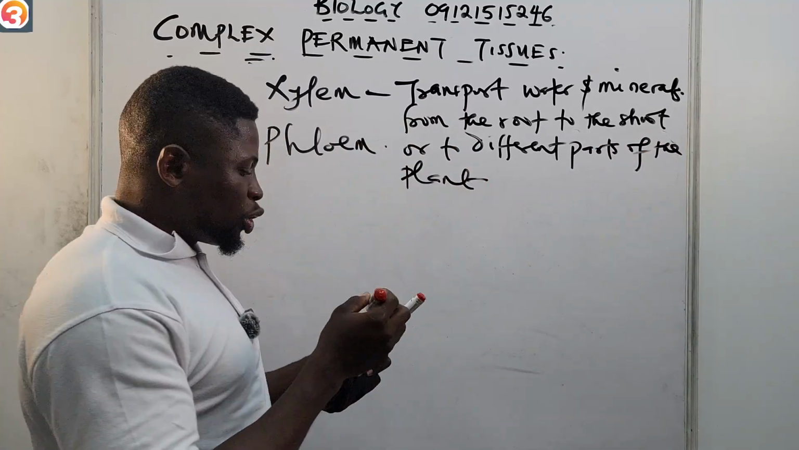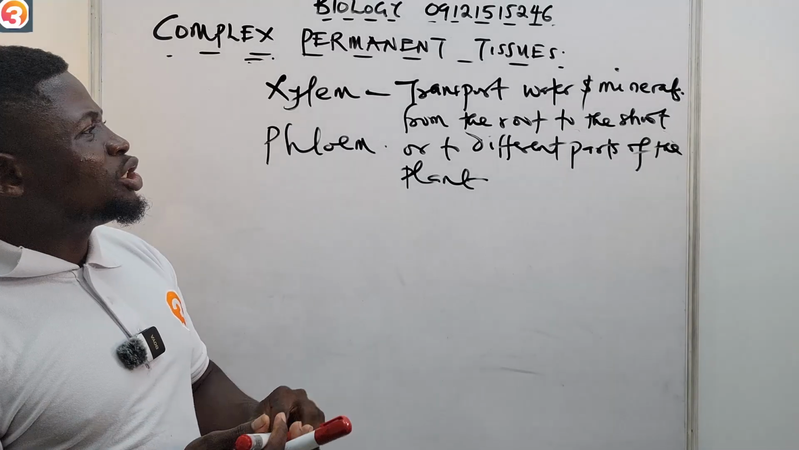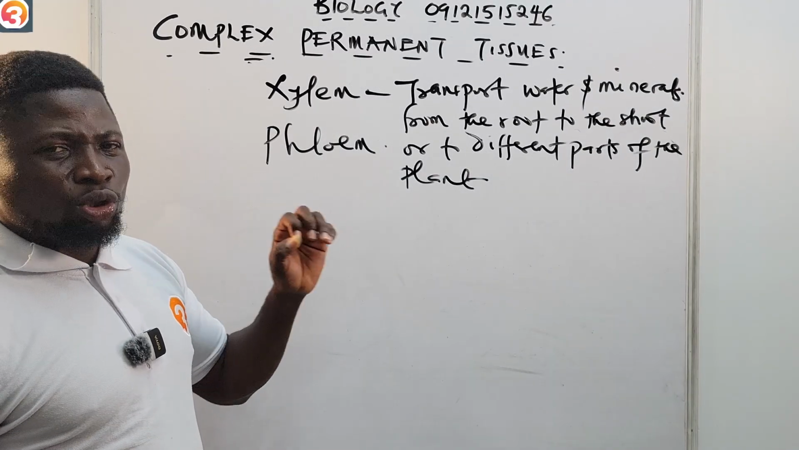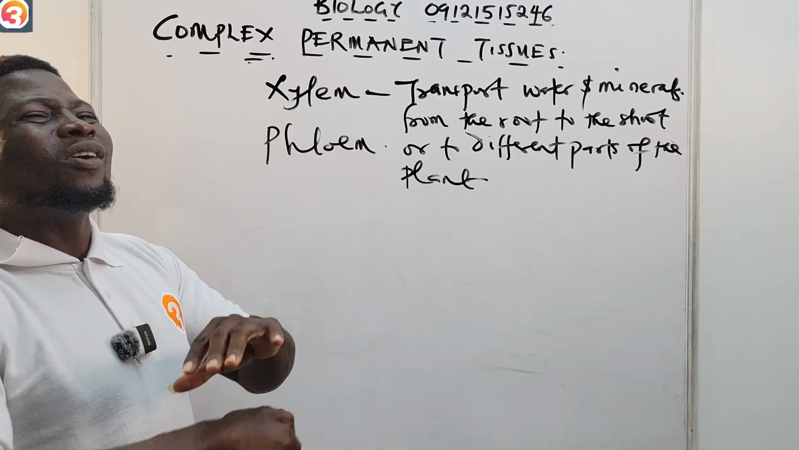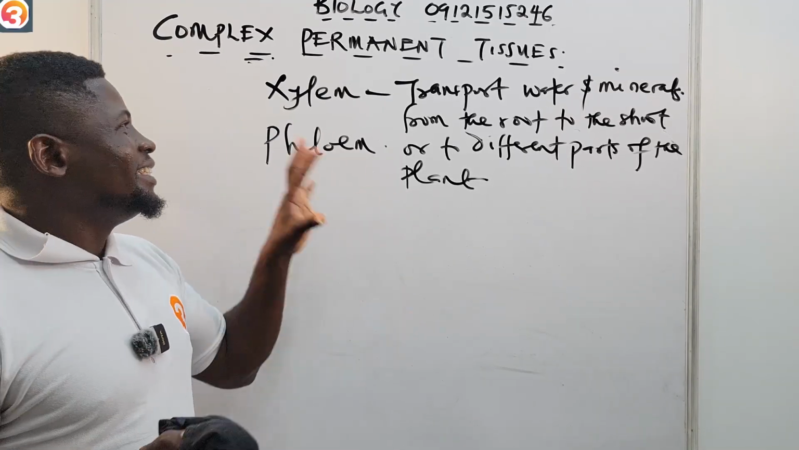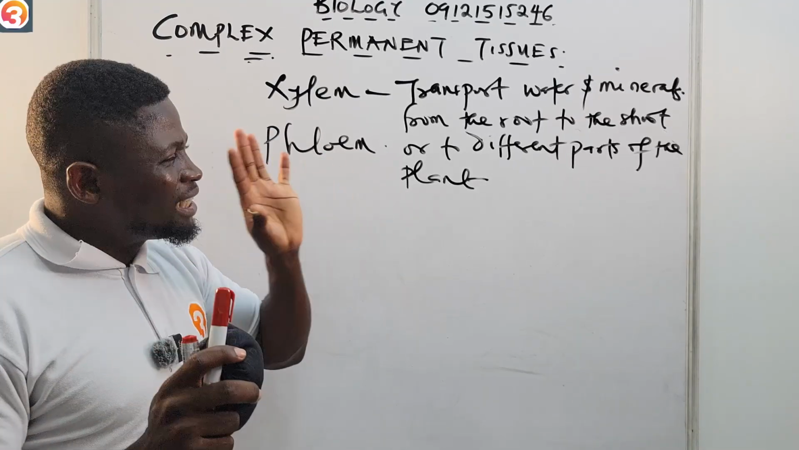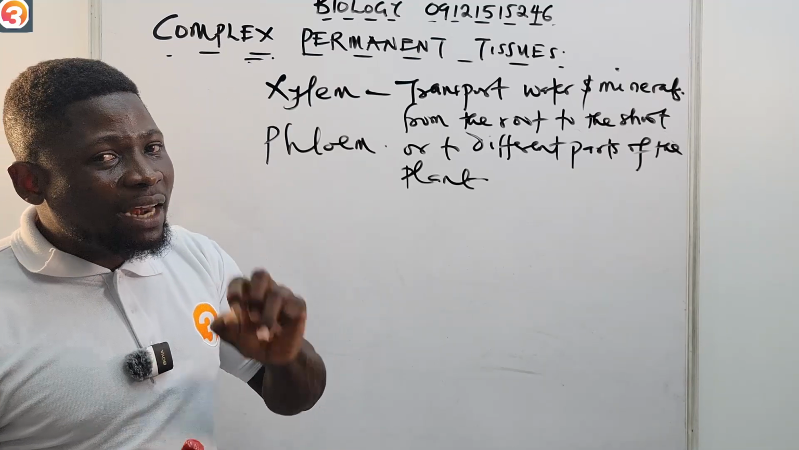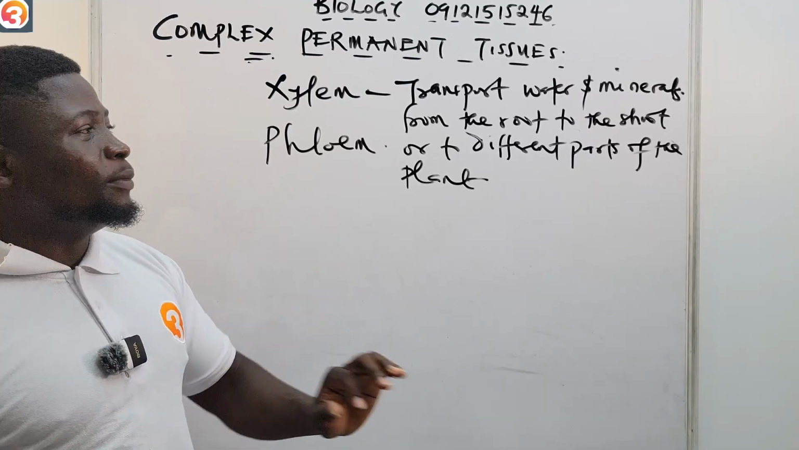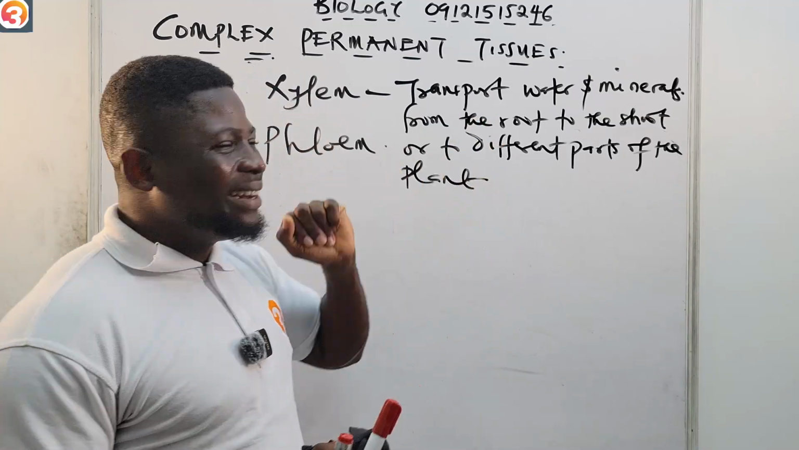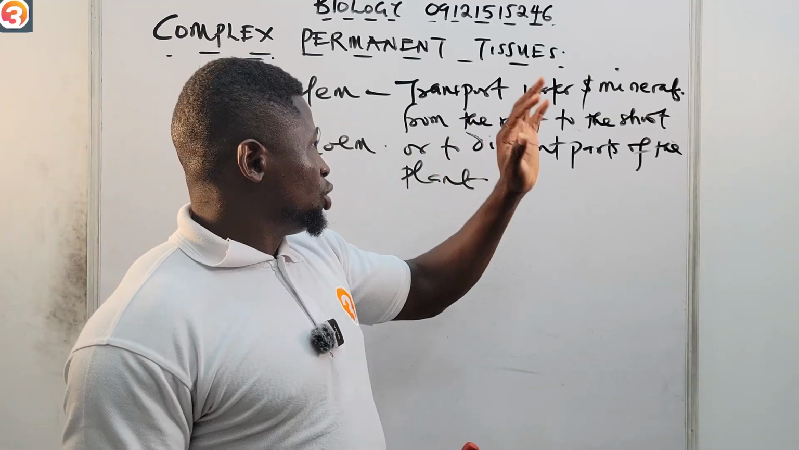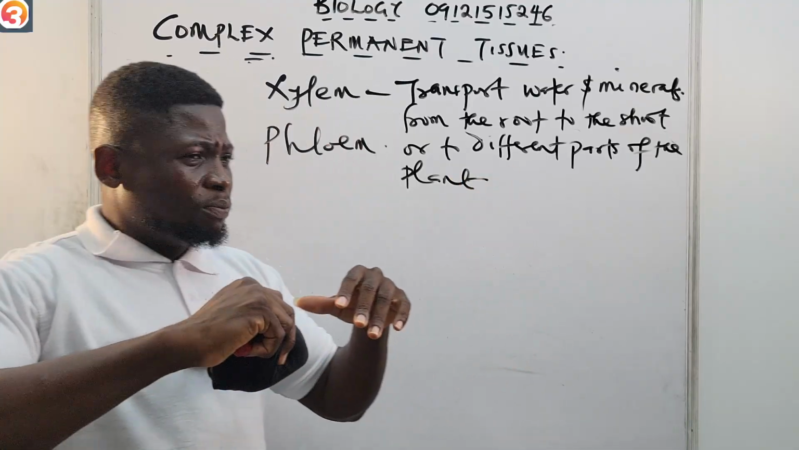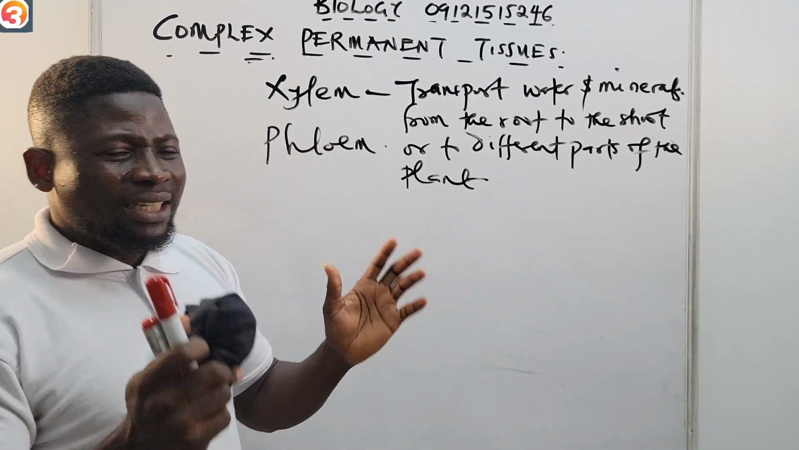Okay, so this is the function of the xylem. The function of the xylem is to transport water and minerals from the root to the shoot, or from the root to other parts of the plant. You must take note of that. It's a typical exam question, as we will see very soon. The function of the xylem is to transport water and minerals from the root to the shoot, or to other parts of the plant.